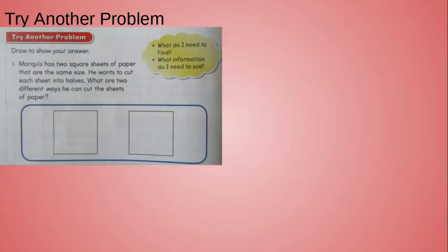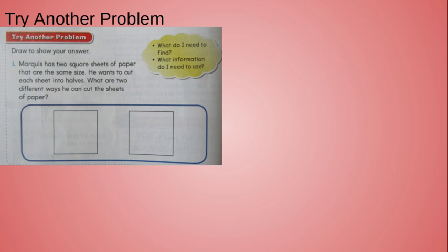Let's turn the page and take a look at the Try Another Problem section. It still says we're drawing to show your answer. Just like in our I can statement, we're drawing a diagram to help us with our word problems. Number 1 says, Marquise has 2 square sheets of paper that are the same size. He wants to cut each sheet into halves. What are 2 different ways he can cut the sheets of paper?